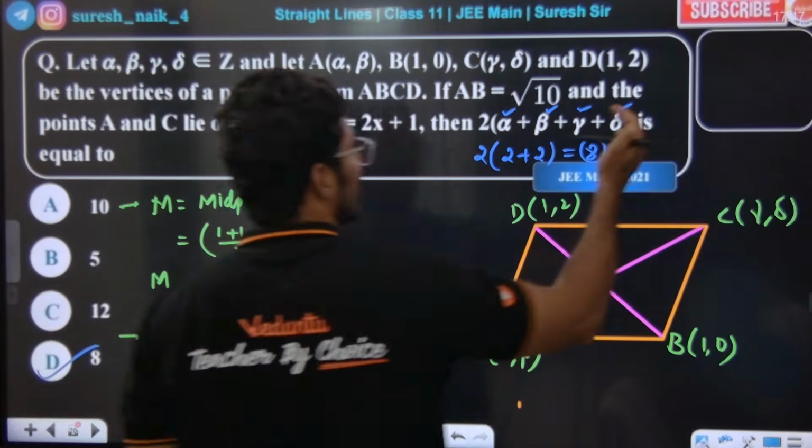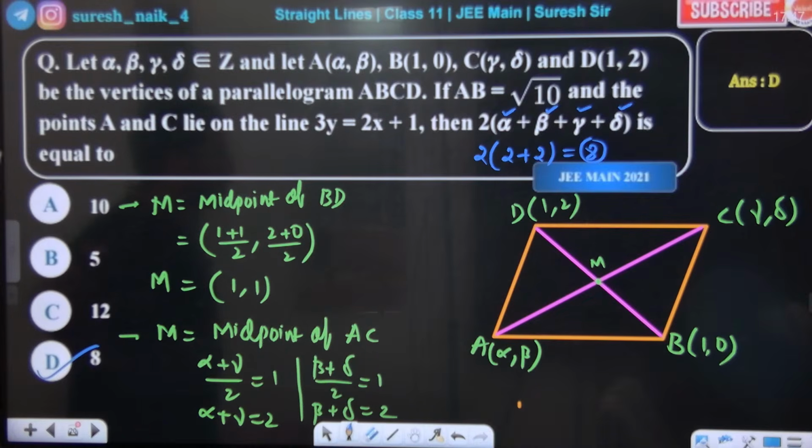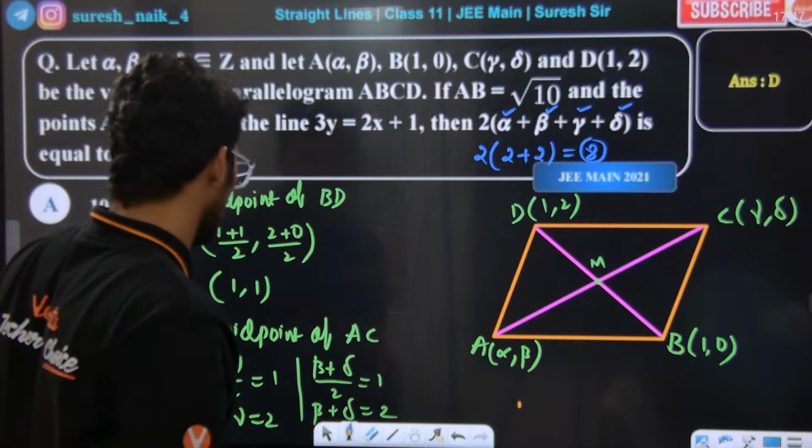8 is the right answer. So option D, D for Delhi Baba, is the right answer. Super. Yes or no? Tell me. Cool? Yes sir.